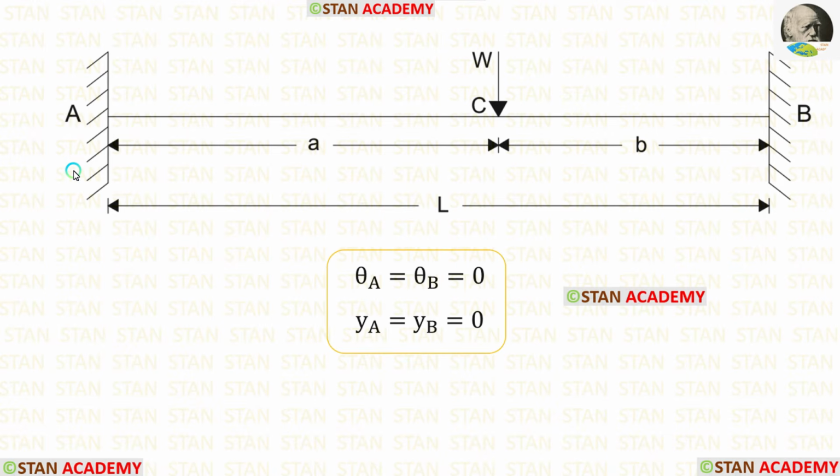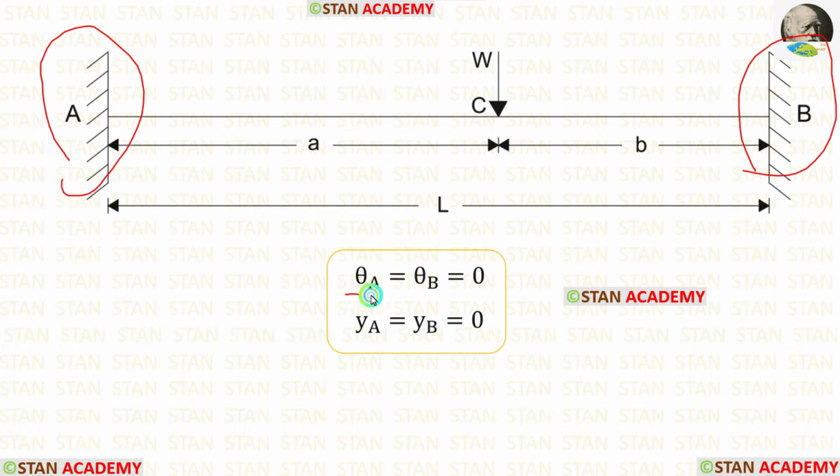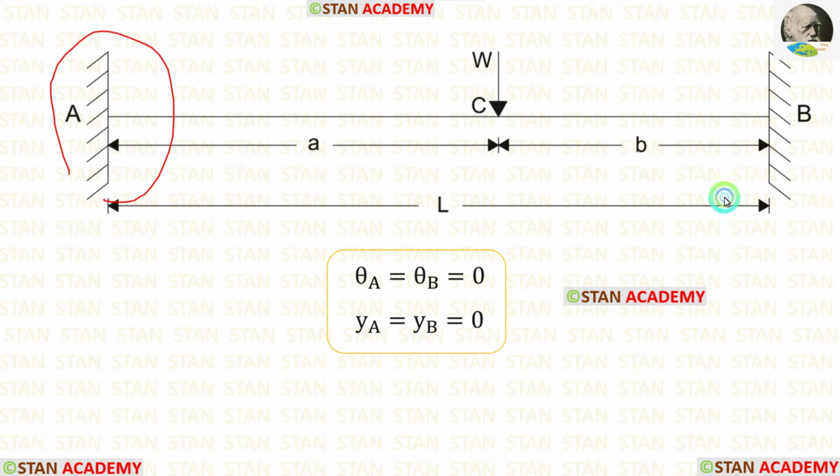In the fixed supports, there will be no slope. So at the points A and B, the slopes theta A and theta B are 0. Also in the fixed supports, the deflection will be 0. So YA and YB are 0. Now we are going to find out the deflection under the load W.